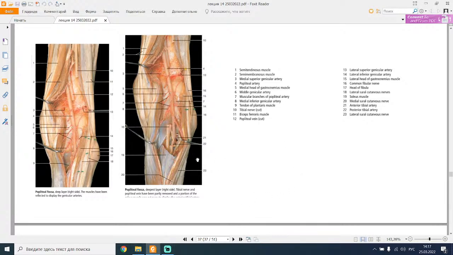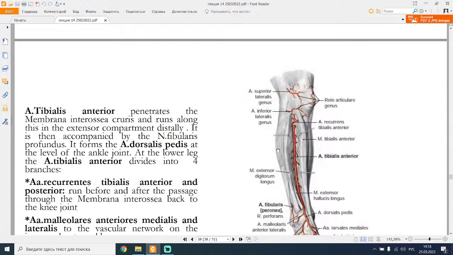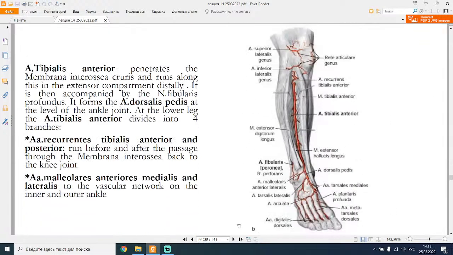And what you see, arteria tibialis anterior and arteria tibialis posterior. The popliteal artery divides into the anterior tibial artery and posterior tibial artery.